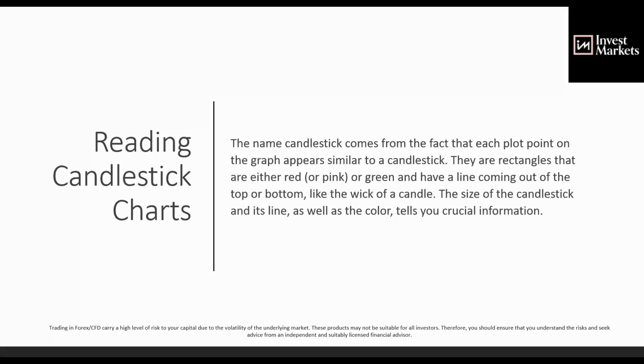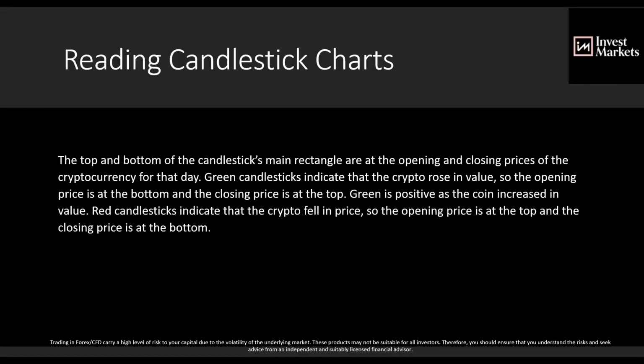Basically, a candlestick is made up of a body and wicks, and they tell you about the whole movement of the price during that period. So they're usually the rectangles, either red or green, which is the body of the candle, and then the lines coming out of them at the top and the bottom are called the wicks or the shadows. The size of the candlestick and its wicks, as well as the color, tell you crucial information, and they are part of technical analysis.